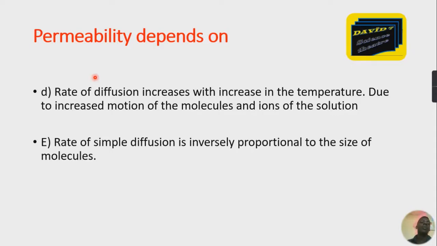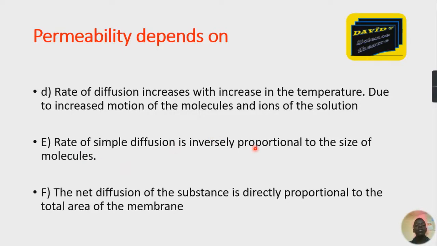Another factor that affects permeability of the membrane is the size of the molecules. So the size of the molecules, yeah. If the size is larger, diffusion will be lower, which means the rate of simple diffusion is inversely proportional to the size of the molecules.